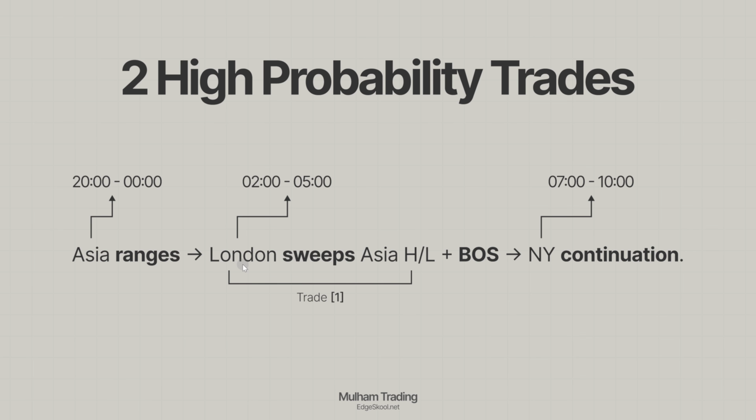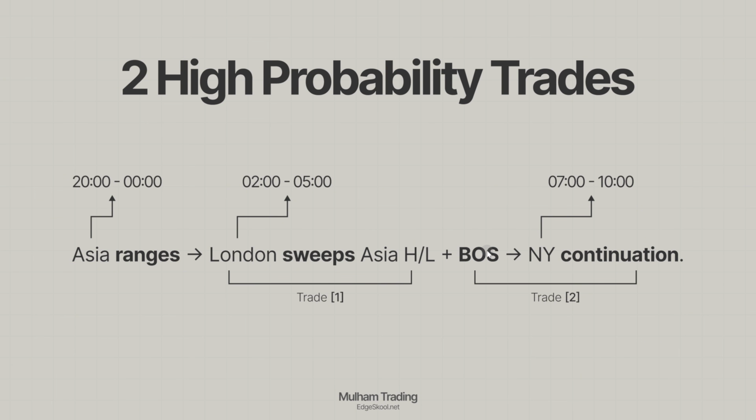Trade 1 is going to be when London sweeps the Asia high or low. That means Asia ranging first, so something like this. Then London goes above Asia, and then we can sell here, or below Asia, and we can buy there. So this is trade 1.